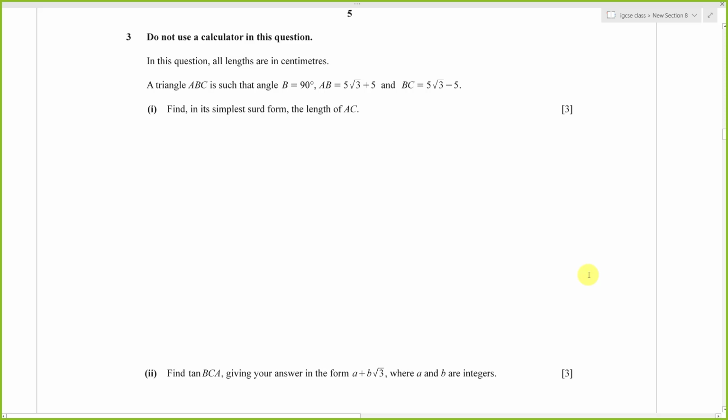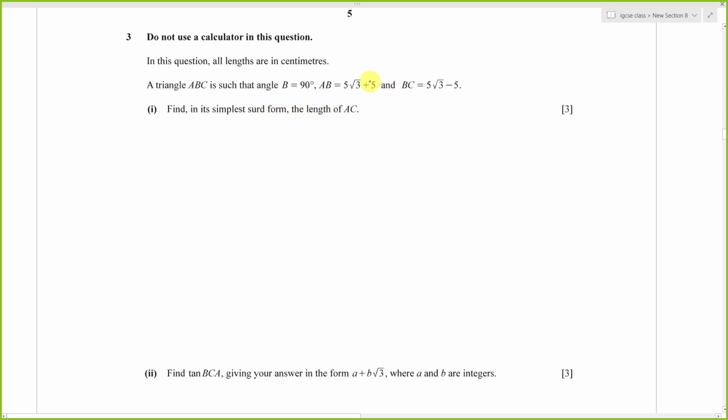So, number 3. In this question, all lengths are in centimeters. The triangle ABC is such that angle B is 90 degrees and AB is 5√3 plus 5, BC is 5√3 minus 5. Find, in its simplest surd form, the length of AC.